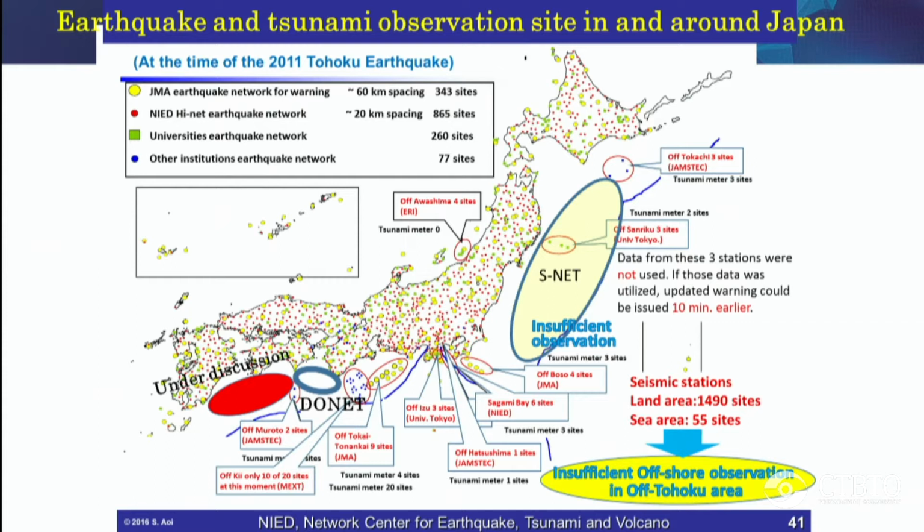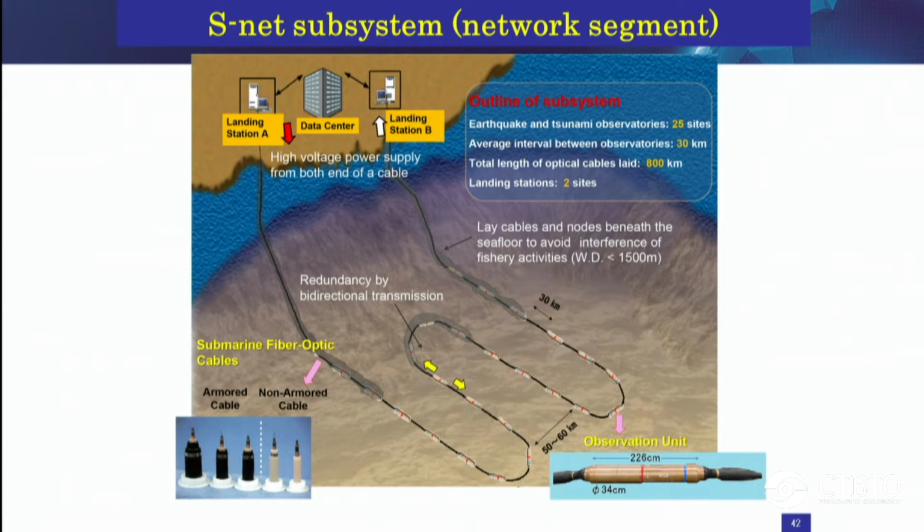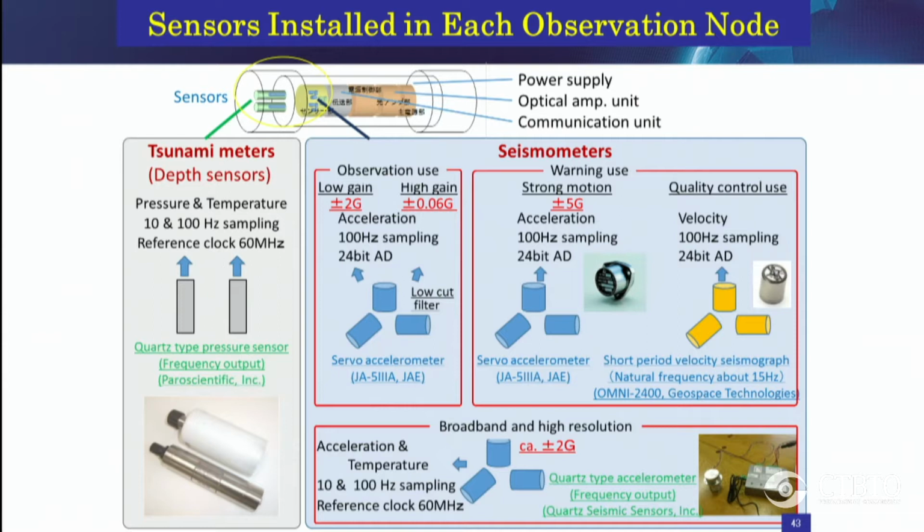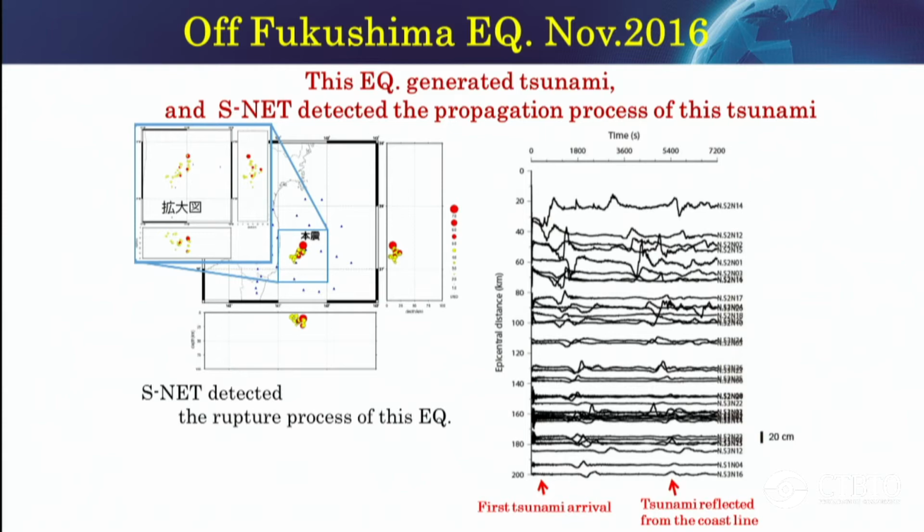Next slide, I would like to show S-net. S-net is a seafloor network system. This is an image of the S-net inline system. Next slide. This shows in more detail the sensors installed in each observation node. Node means the point in the inline system here. This is an inline system, quite different from DONET. DONET uses a science node to extend the sensors and observations. This is a Fukushima earthquake record by S-net.